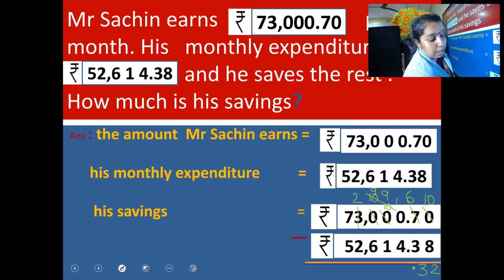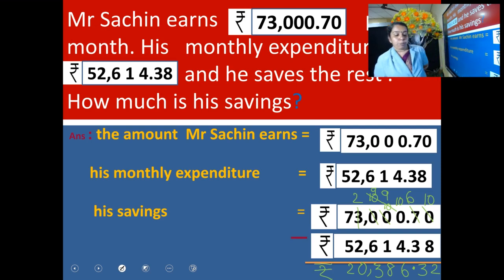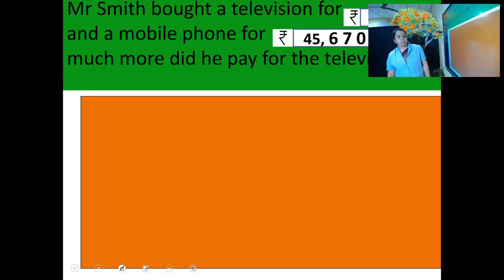Then the 0 becomes 10. 10 minus 4, yes, very good, 6. Then 9 minus 1 is 8. Then 9 minus 6, 3. 2 minus 2, 0. 7 minus 5. Yes, good. So you are getting the important thing. You have to write the symbol of rupee. So rupees 20,386.32. Clear? Next question.